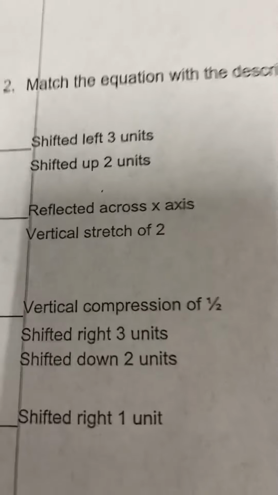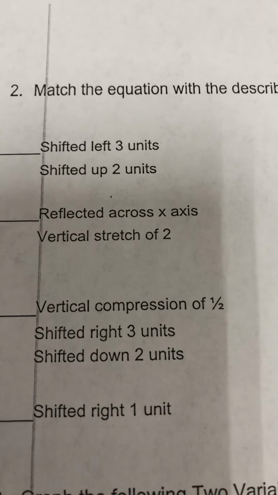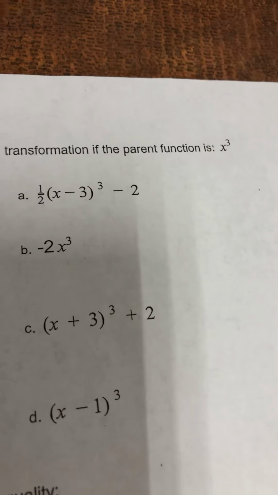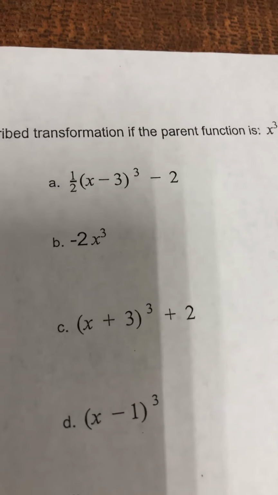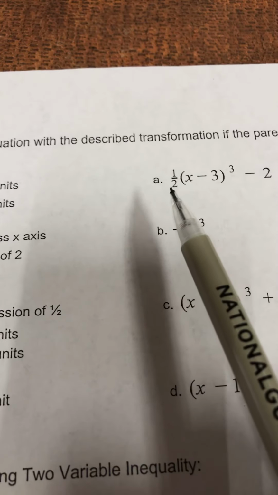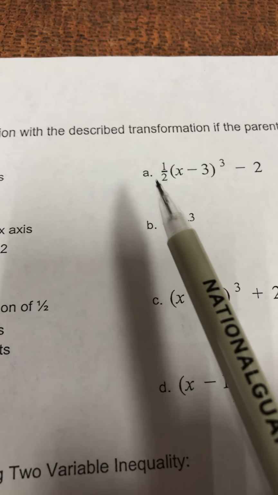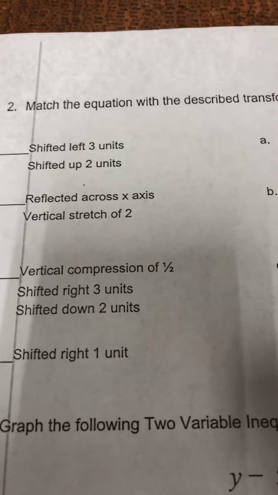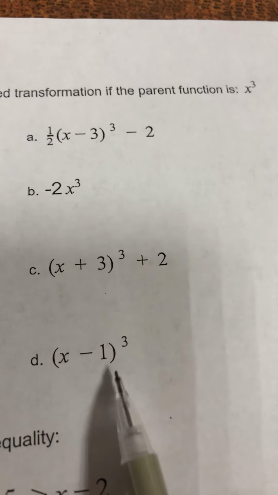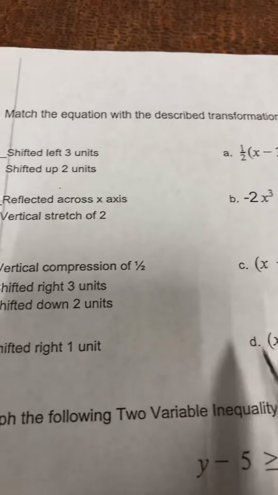Okay, going on to number 2, match the equation with the described transformation if the parent function is x cubed, so x to the third power. Okay, so we just have x to the third power. So let's take a look at this one. Take a look at these, how x cubed has changed, all the stuff that's been added to it. And then just match your A, B, C, D with these.